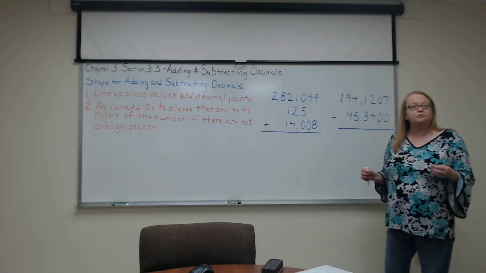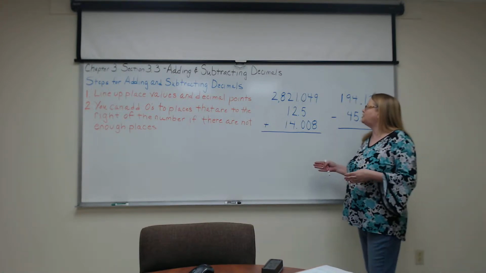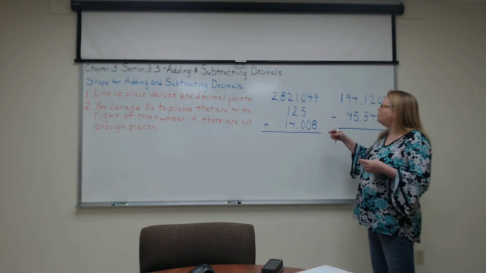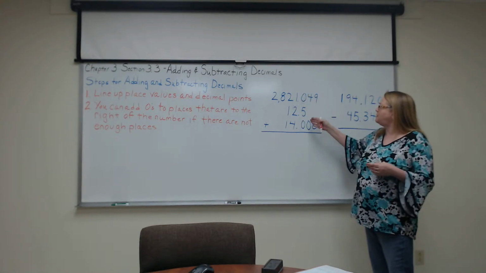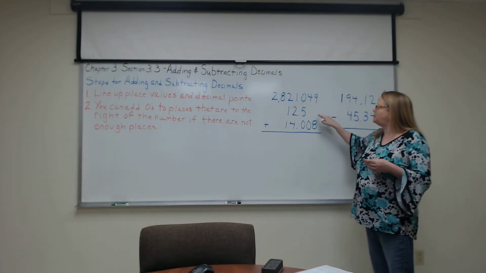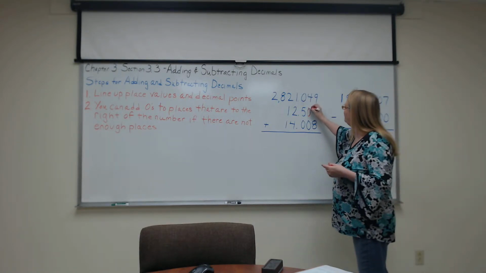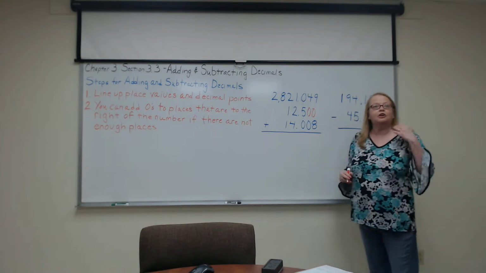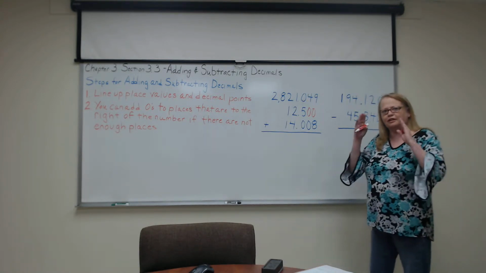So let's go ahead and do an addition problem and a subtraction problem. In this addition problem, you can see we're adding our numbers. All the place values are lined up, and the decimals are lined up. But in this one right here, I'm going to add 2 zeros, just for purposes of making this a little easier to add, keeping us straight in our columns.